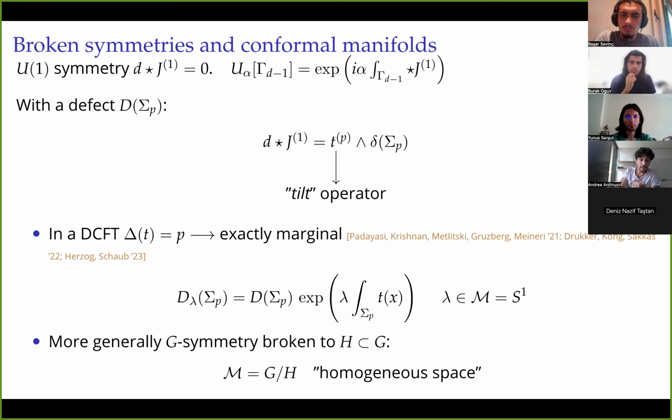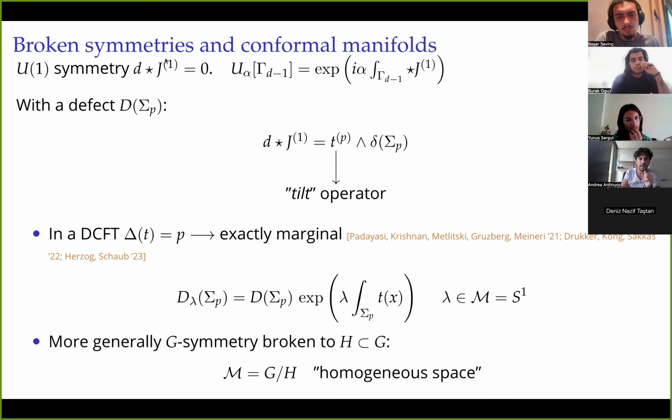As I was saying, for defects the situation is a little bit better than for conformal manifolds of CFTs, because whenever you have a continuous global symmetry of the bulk theory that is broken by the defect, you do have a conformal manifold of defects. And the reason, which was outlined in this nice series of papers, is actually very easy to understand. So when you have a continuous symmetry, let's focus on the simplest example of just a U(1) symmetry. So you have a current.